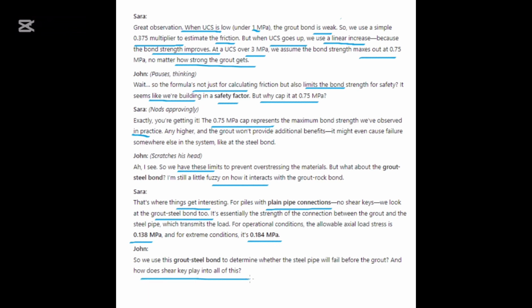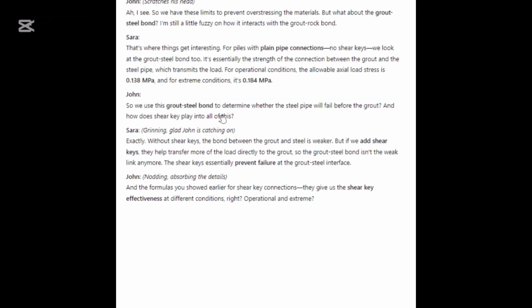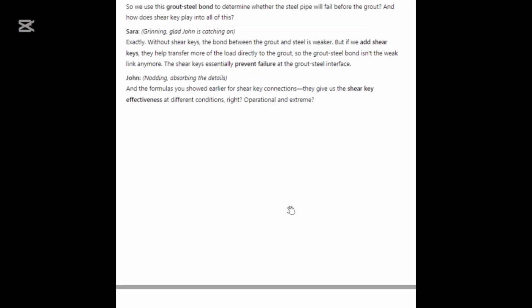And how does the shear key play into all of this? Exactly, without shear keys, the bond between grout and steel is weak. But if we add shear keys, they help transfer more load directly to the grout, so the grout steel bond is not the weak link anymore. The shear keys essentially prevent failure at the grout steel interface, and the formulas used earlier for shear key connections gave us the shear key effectiveness at different conditions, right up to operation extreme.